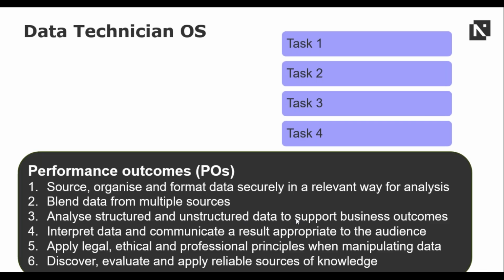The Data Technician OS consists of 4 task-based assignments with a total duration of 29 hours, designed to assess the 6 performance outcomes shown, each of which indicate the knowledge and skills required to enable students to achieve threshold competence in the chosen occupational specialism. For each performance outcome, there will be a list of knowledge and skills. The knowledge statements show what the students need to know, and the skills are what the students need to perform. Some of this content will build upon the content delivered in Year 1.